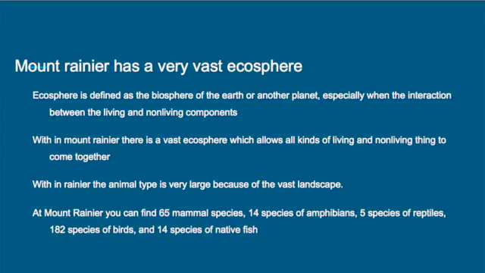Within Mount Rainier, the animal diversity is very large because of the vast landscape. At Mount Rainier, you can find 65 mammal species, 5 species of reptiles, 182 species of birds, and 14 species of native fish.